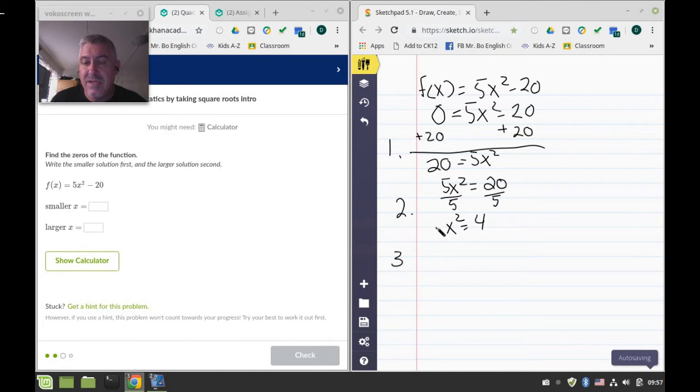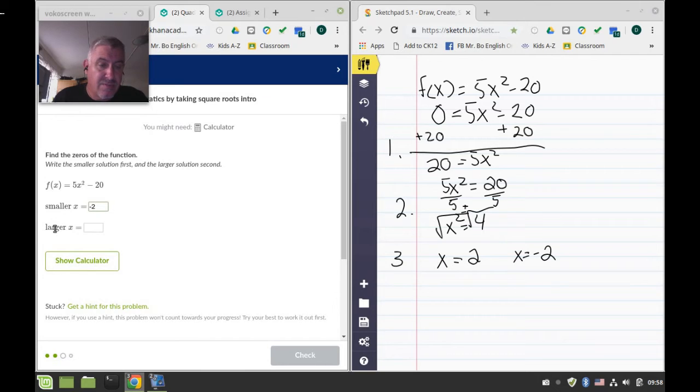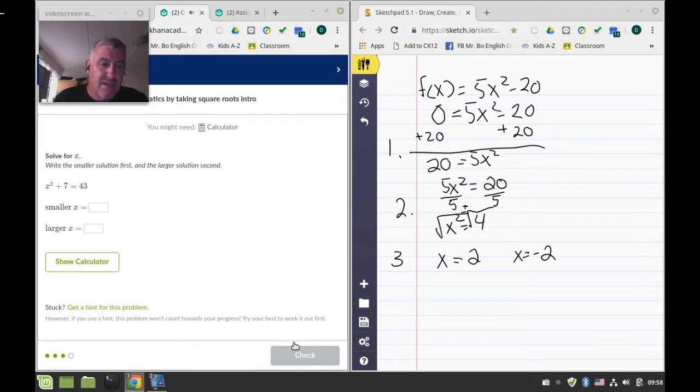And so my step 3 is take the square root, positive, negative, and x is equal to positive square root of 4, which is 2, and negative square root of 4, which is negative 2. So our smaller x is negative 2, and our larger x is 2. These numbers are positive and negative pairs, but that doesn't always happen. I think in the next video we'll show sometimes when that doesn't happen.